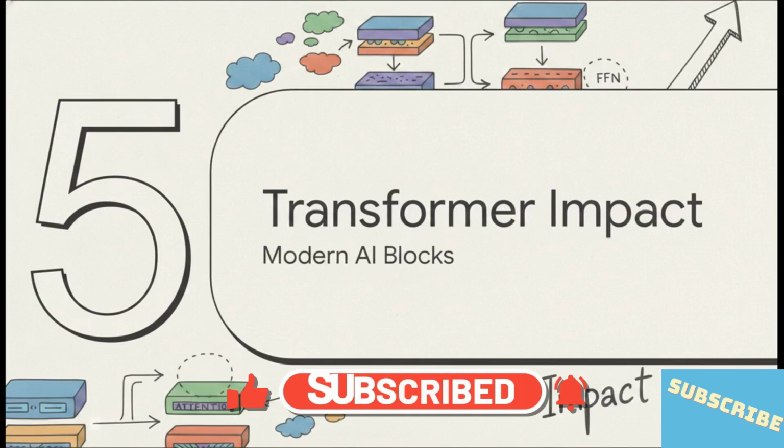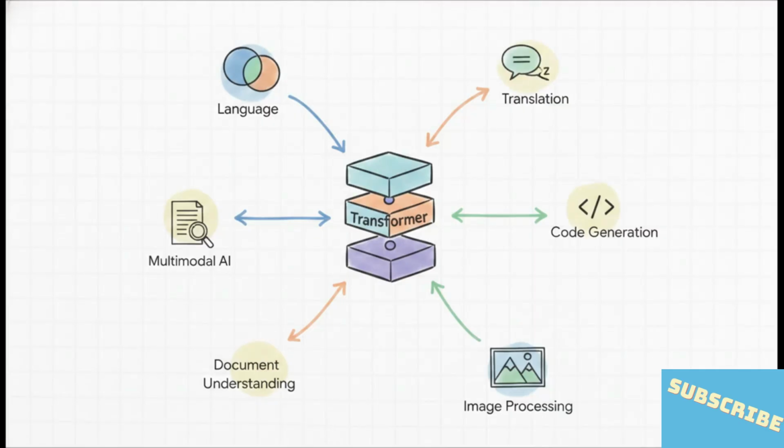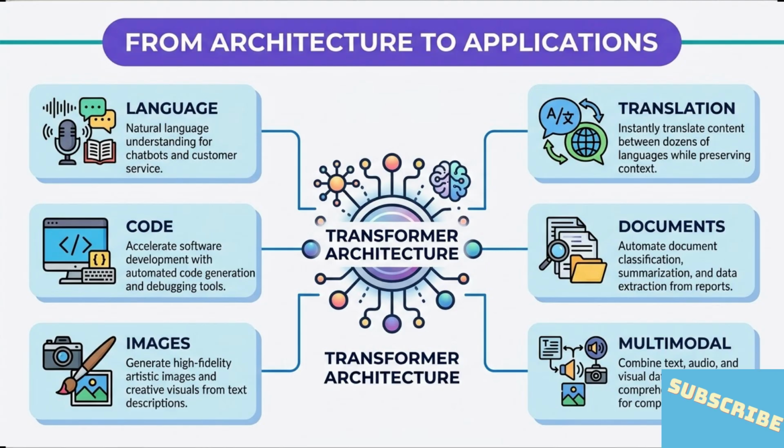Section 5. The impact of transformers, the building blocks of modern AI. So, why do these specific building blocks matter so much? Well, because this architecture quite literally took over the world. It is incredibly effective at learning relationships across sequences, and vitally, it can be trained efficiently at a massive scale by stacking into very deep networks.